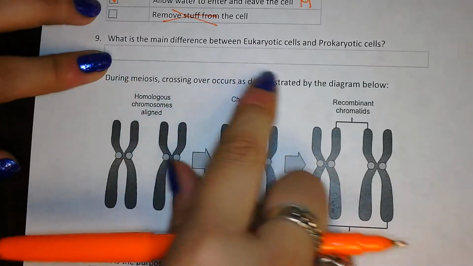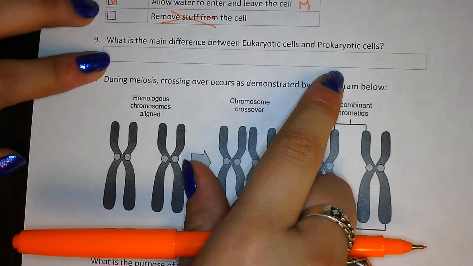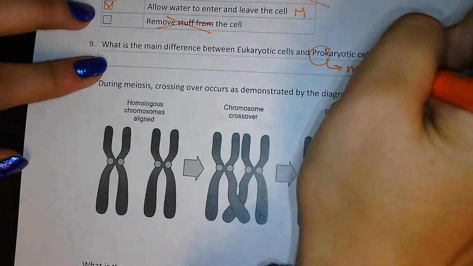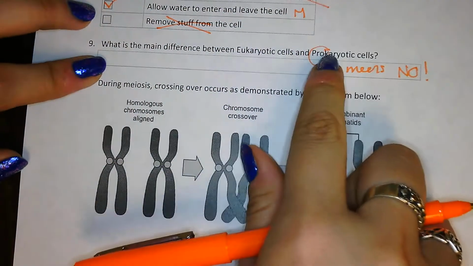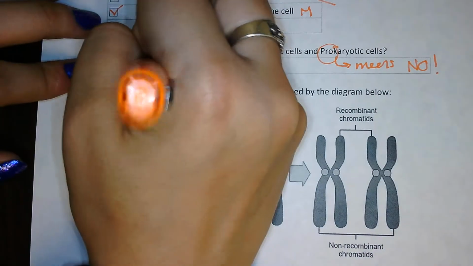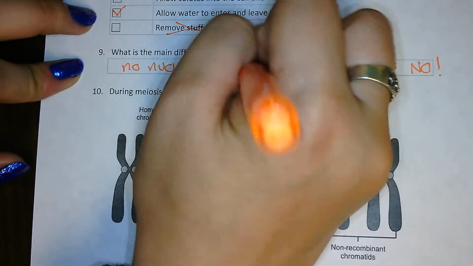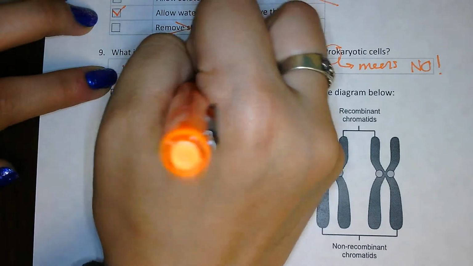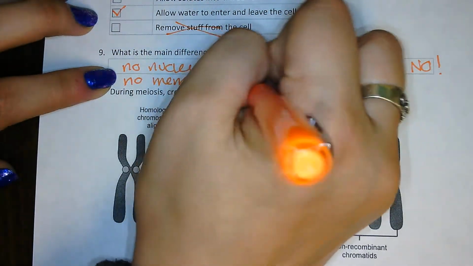All right, next up. What is the main difference between eukaryotic cells and prokaryotic cells? Pro means no. So prokaryotic do not have a nucleus. No nucleus for the prokaryotes. They also do not have membrane-bound organelles.